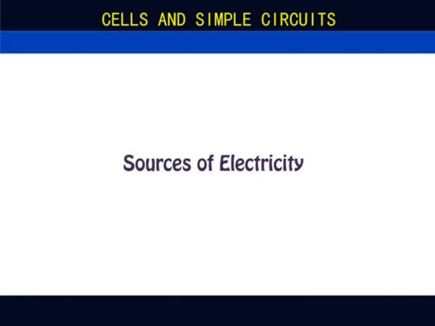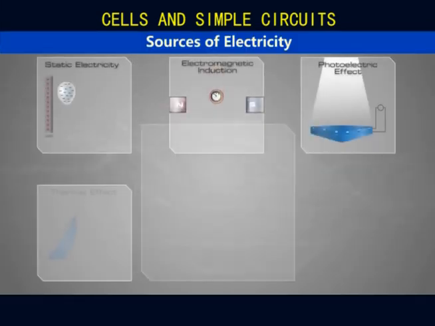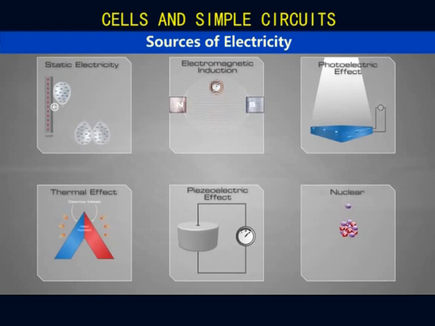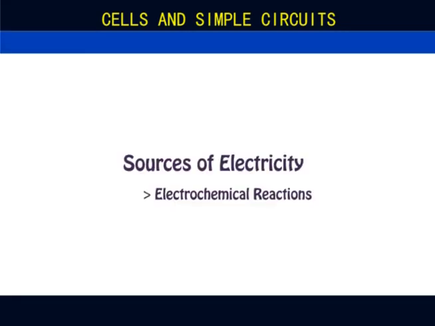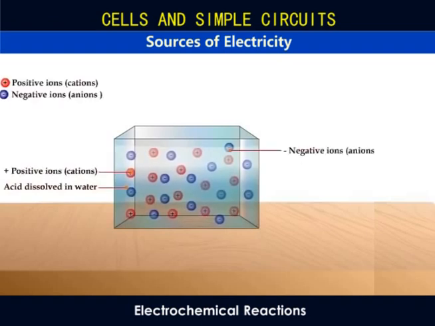Next, sources of electricity. Now, there are 7 fundamental forms of electricity generation. All create an EMF or electromotive force. One of the most commonly used forms of electricity generation is the electrochemical reaction. Substances such as acids dissolve in water to form charged particles called cations and anions. These types of solutions form the electrolyte of a cell.